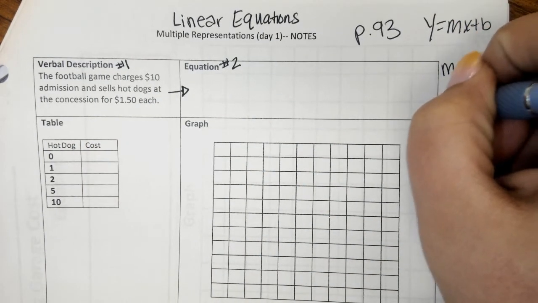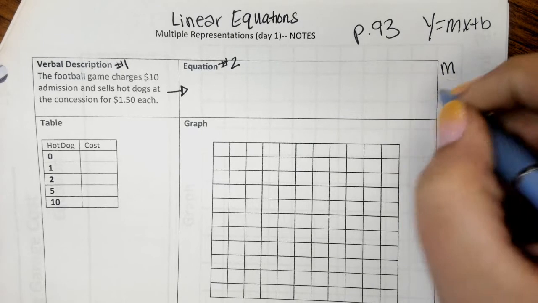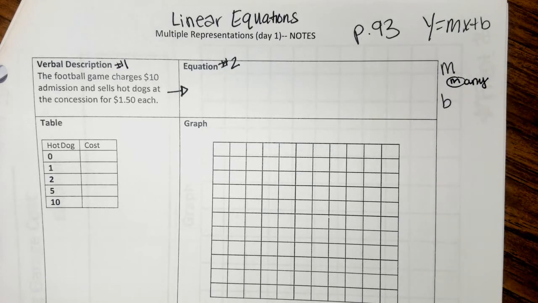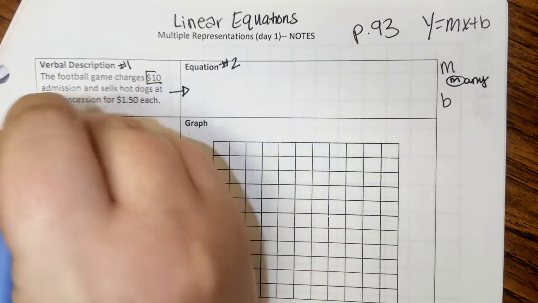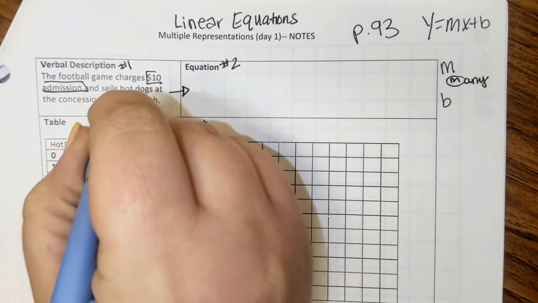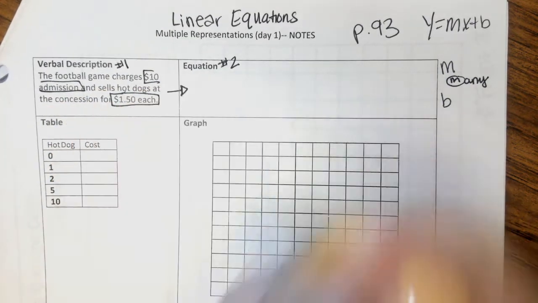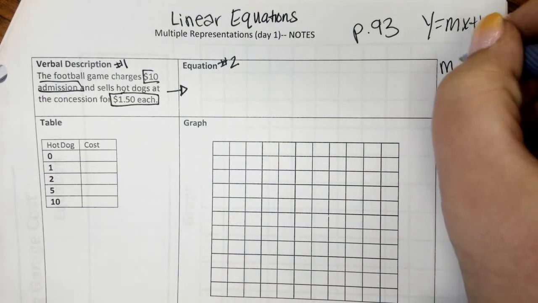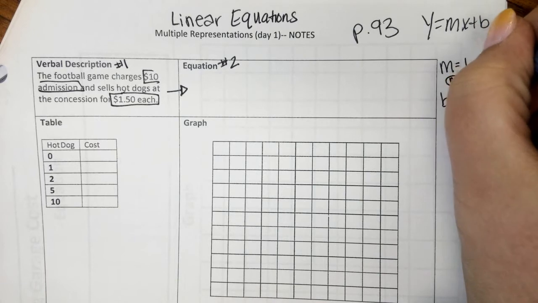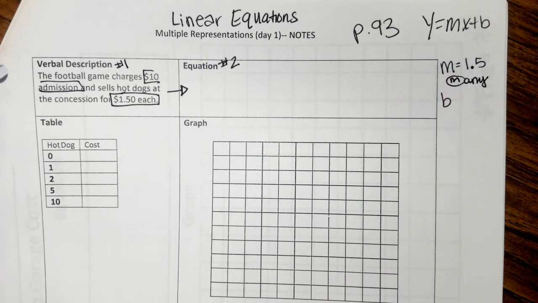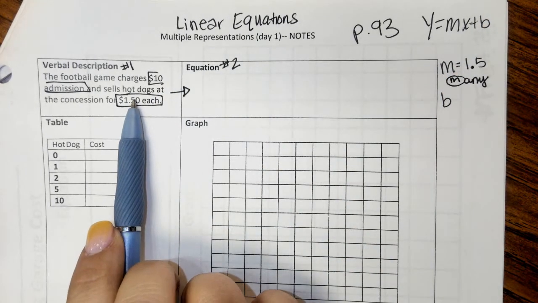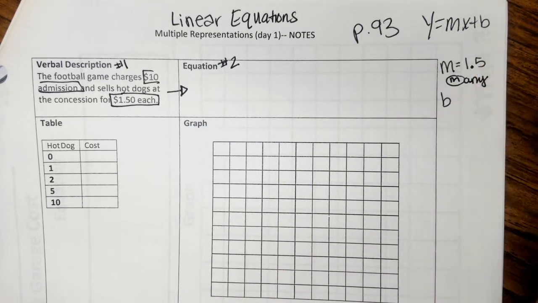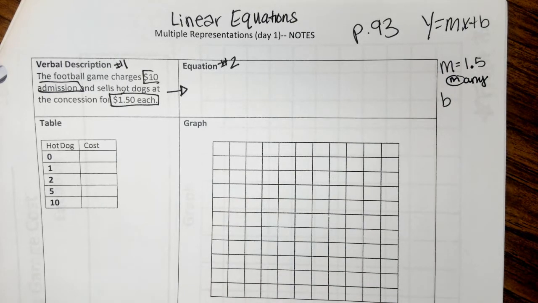So before I write the linear equation, I know I need m and b. M is the thing that happens many times. We have $10 admission and $1.50 each for hot dogs. The thing that happens many times is the $1.50 each. So m is 1.5. If a verbal description gives you a slope as a decimal, you can keep it as a decimal. You could also change it to a fraction. Either way, the values will be the same.